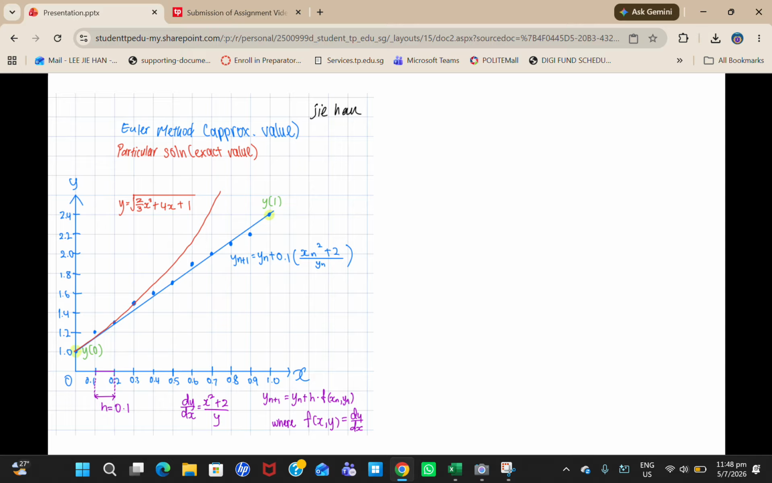And as you can see, the blue approximation follows the exact solution closely at first, but gradually deviates from the red curve. This happens because each new point is an approximation, so small errors accumulate with every step. And using a smaller step size than 0.1 would reduce this accumulated error and produce a more accurate approximation. So now I'm going to show you how to do it in the Excel file.